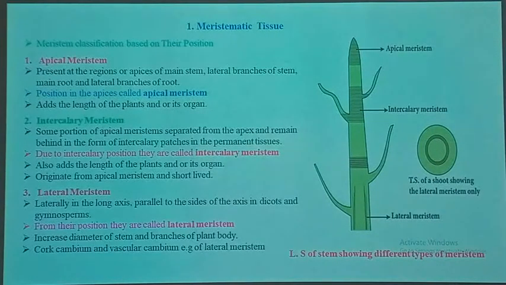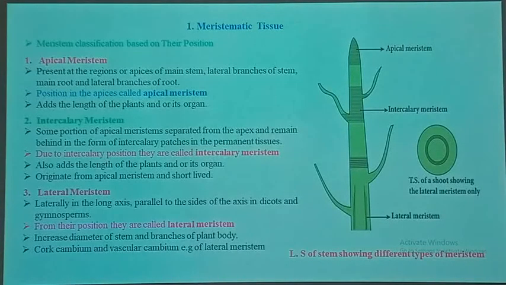Now intercalary meristem. Some portions of the apical meristem are separated from the apex and remain behind in the form of intercalary patches in the permanent tissues. That is, the apical meristem divides repeatedly to form new cells, and these new cells form new patches. It is nothing but the intercalary meristem. Due to its intercalary position, it is called intercalary meristem. The function of intercalary meristem is also to add length or to increase the length of the plant and its organs. It originates from apical meristem and it is short-lived.